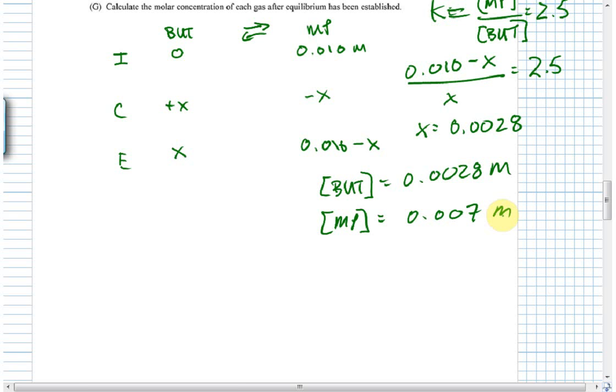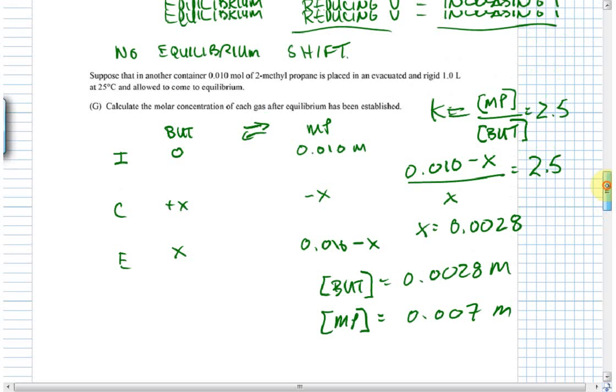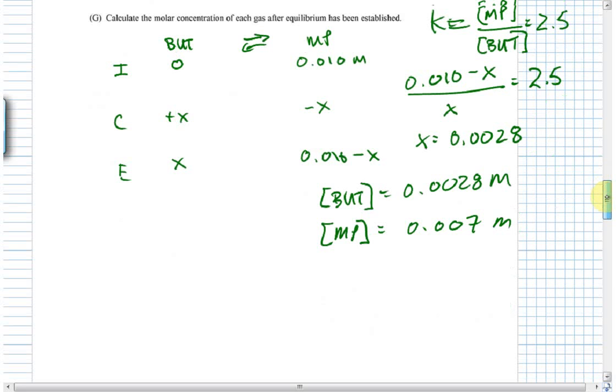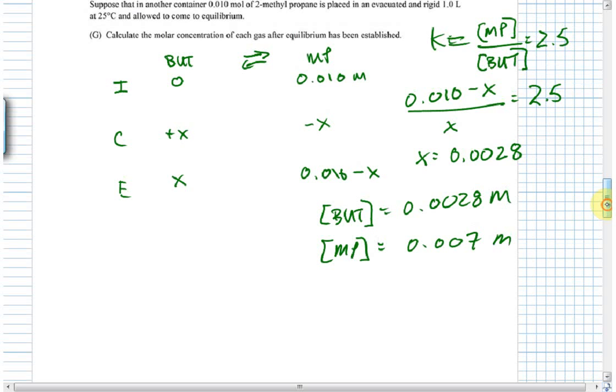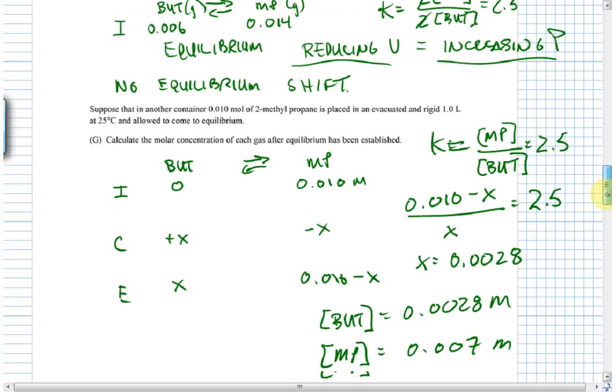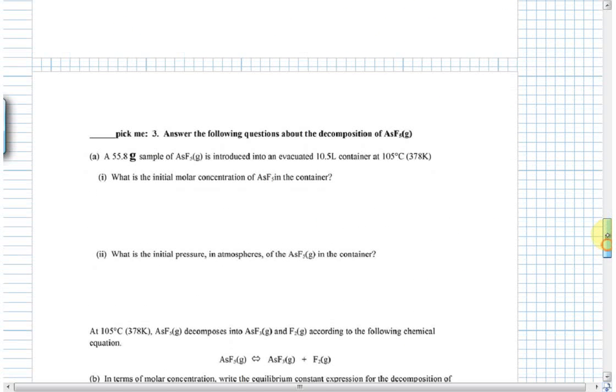When we plug our X into our equation, we get these concentrations, and notice those are exactly the same concentrations as we had in the previous case. It doesn't matter whether I start from the left-hand side or the right-hand side. If I have 0.010 moles of either one of these gases floating around here, they're going to end up at the same equilibrium position. Okay? All right. Good. On to question number 3.